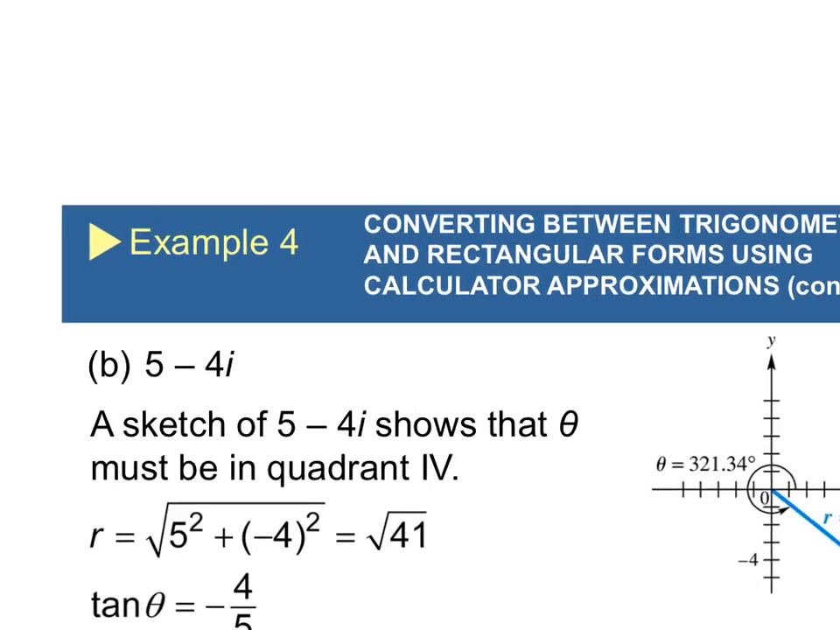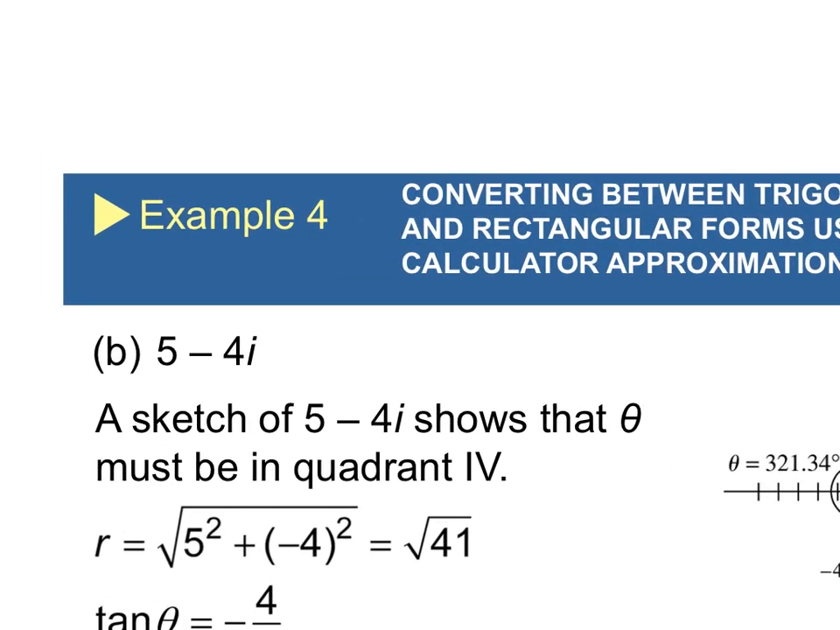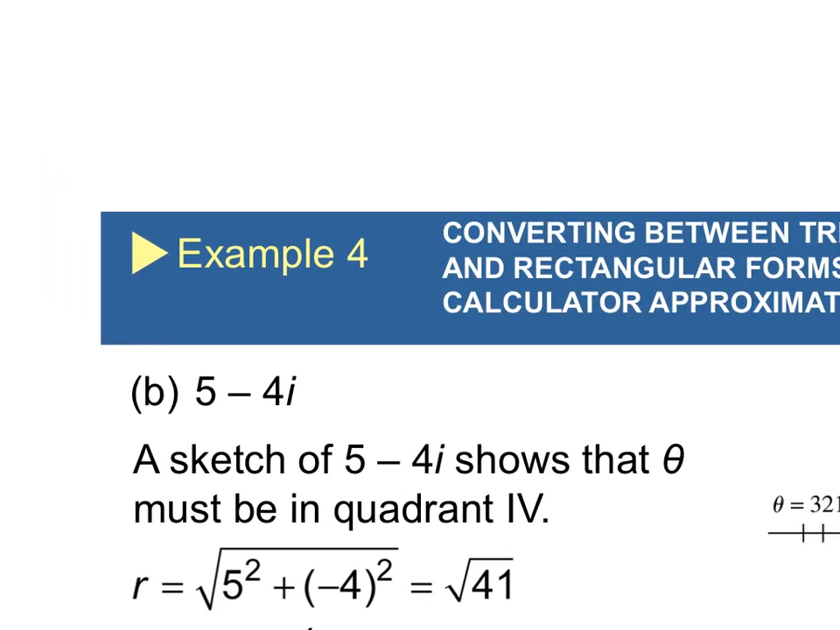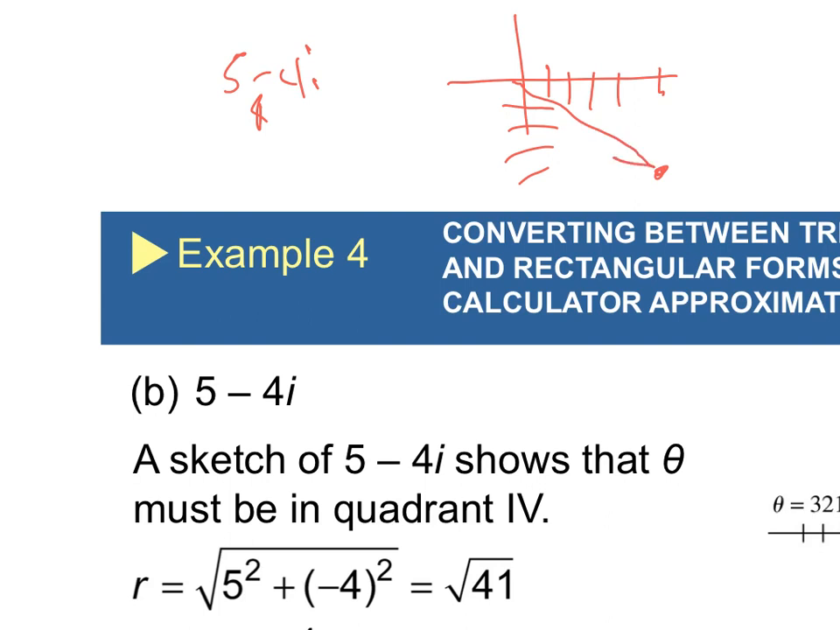Example 4. Let's just not cheat. I'm covering it up. 5 minus 4i, alternative form. The graph: 1, 2, 3, 4, 5, 1, 2, 3, 4. Since it's negative, I'm going down. Goes out to here. There's my complex number. And let's see if I draw those. There's my 5. There's my 4.